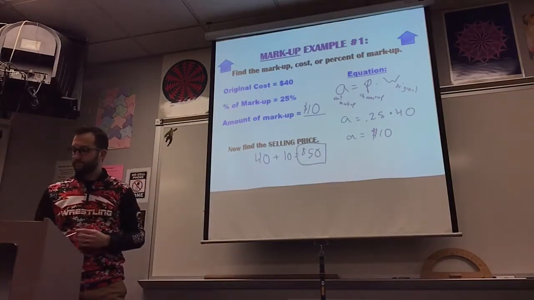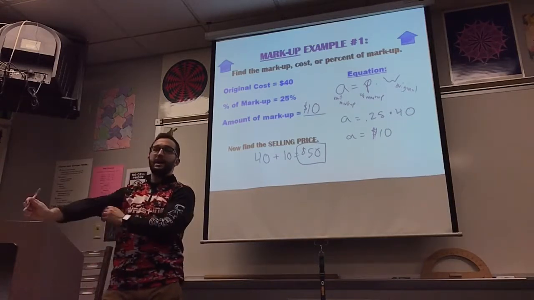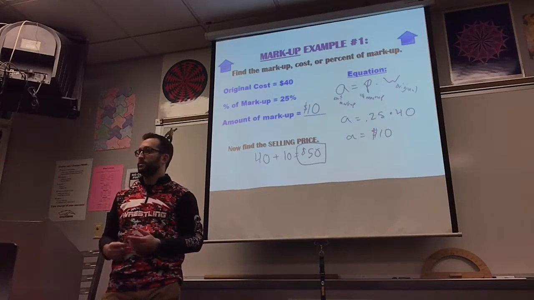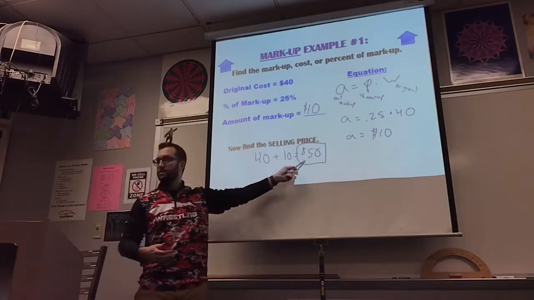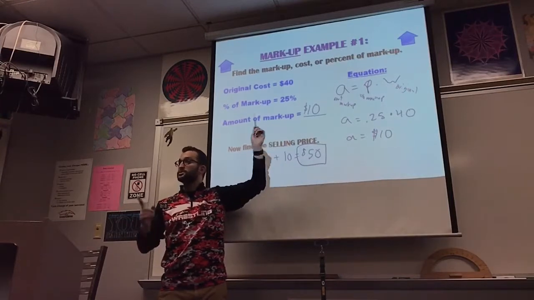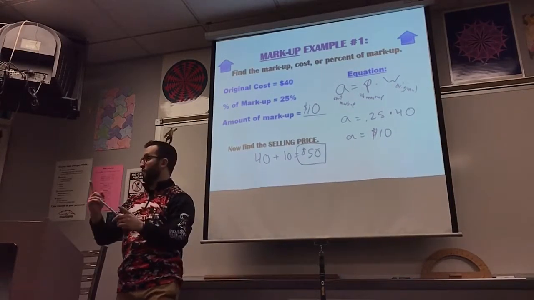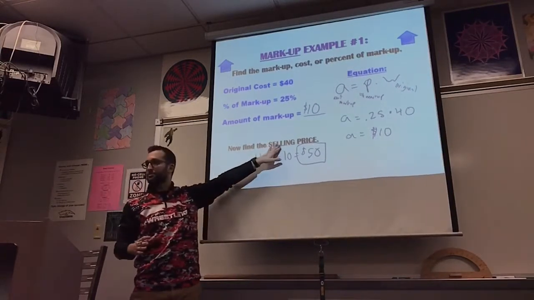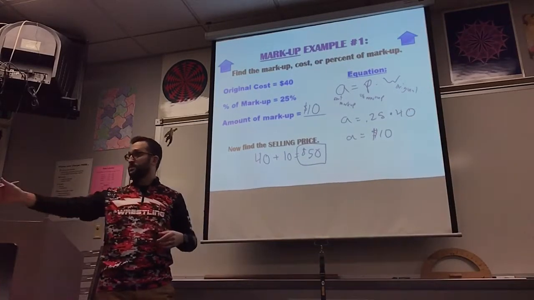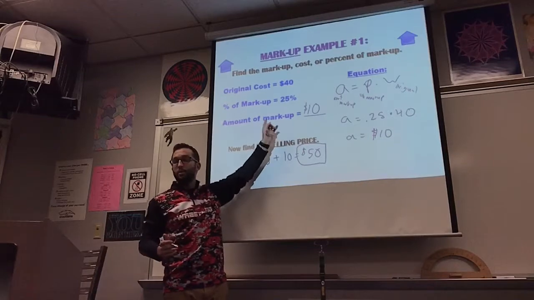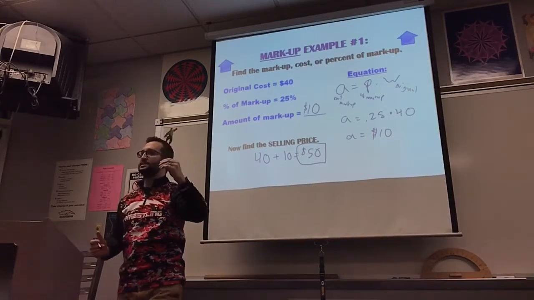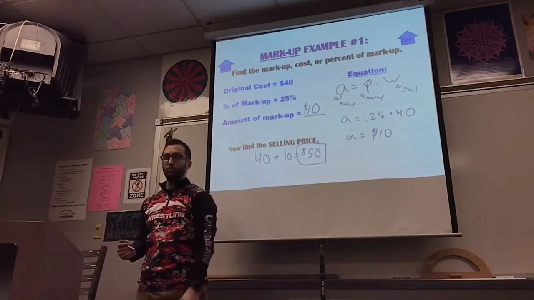Great idea. Someone actually said, what if we just did 1.25 times 40? Would that get us this? Absolutely. Would it get us this? No. So we have to pay attention to what we're looking for. So if we're looking for the selling price, then absolutely we want to do that. And that's what we're going to do on the back of these notes. If we're looking for this, we need to make sure that A represents the amount of markup. So P needs to be the percent of markup. Cool. Great question.